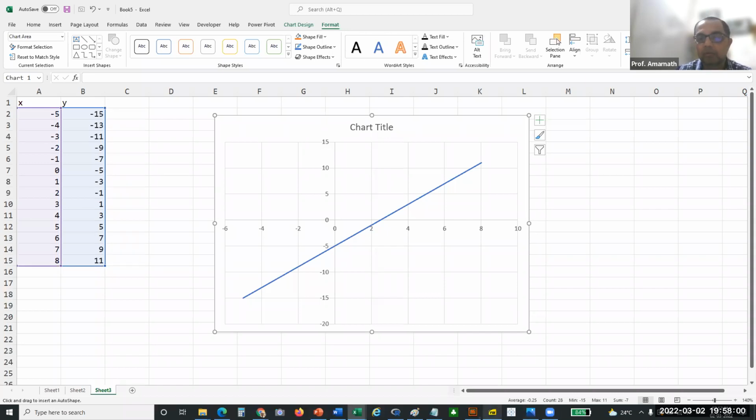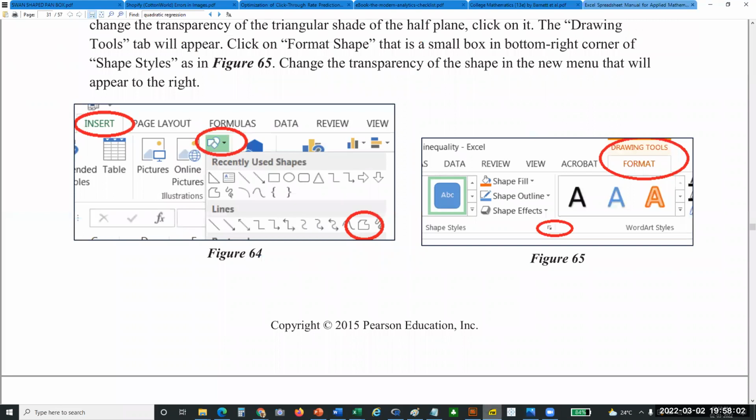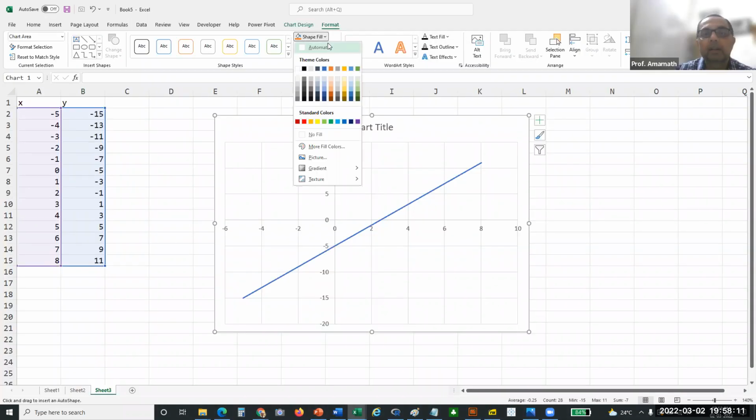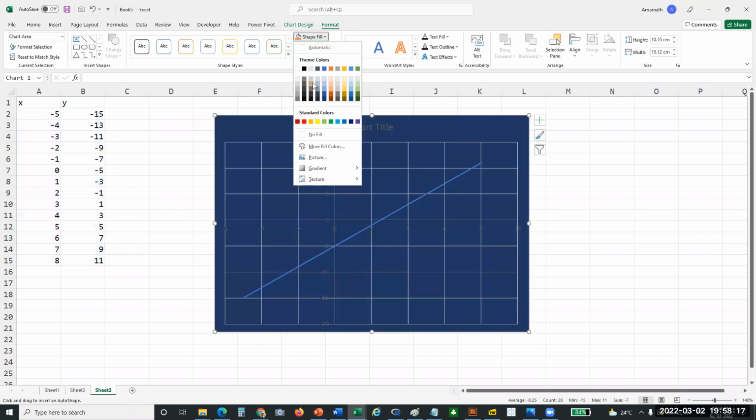Then I go. There is a text file that you can choose. Shape fill, shape outline, you can choose. Okay, shape fill, and need to choose a blue or something like that. Yeah, you can. That is the whole.